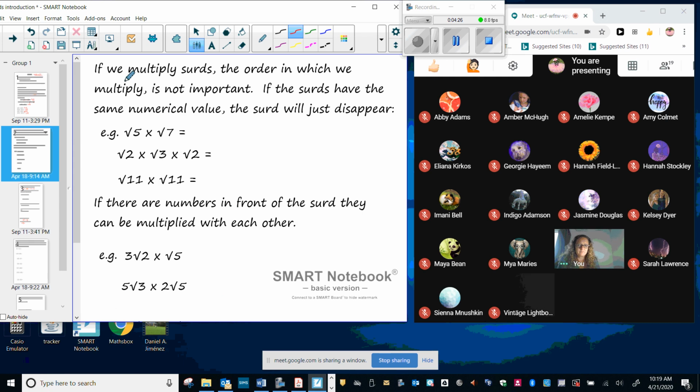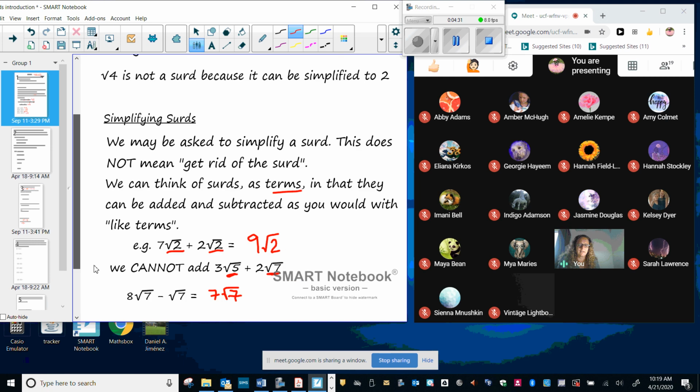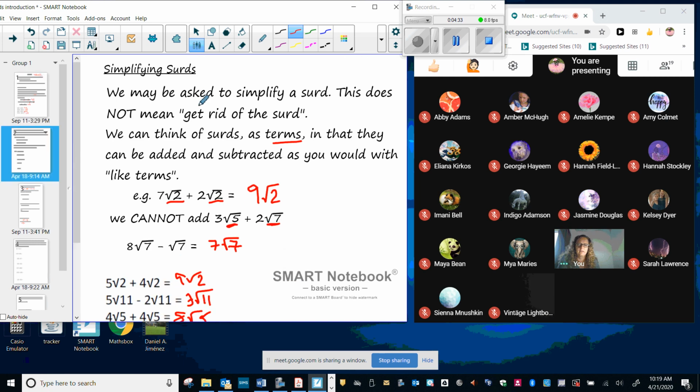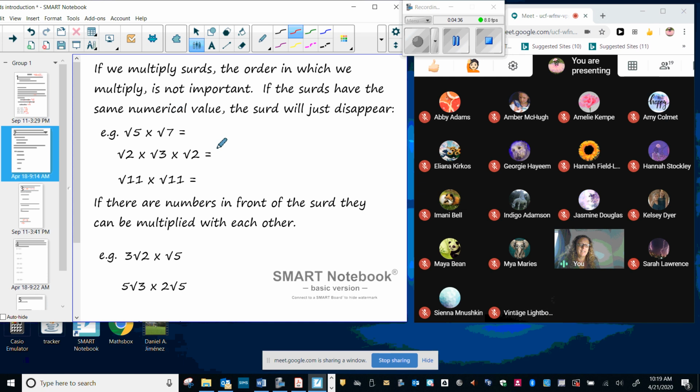Now, sometimes we might be asked to multiply them. Adding and subtracting is just the same as like terms in algebra. Multiplying, again, it's very similar to algebra in that we don't really worry too much about the root. We just multiply the numbers. So what I have here is √5 multiplied by √7. I would have √35. Pretty straightforward.